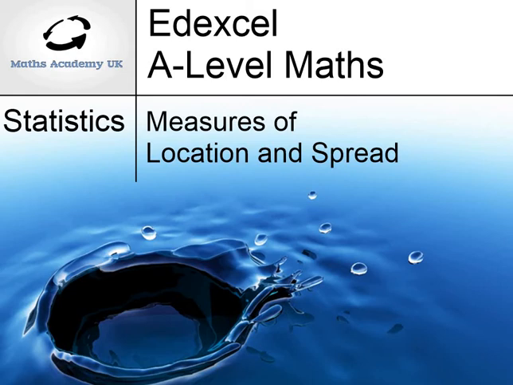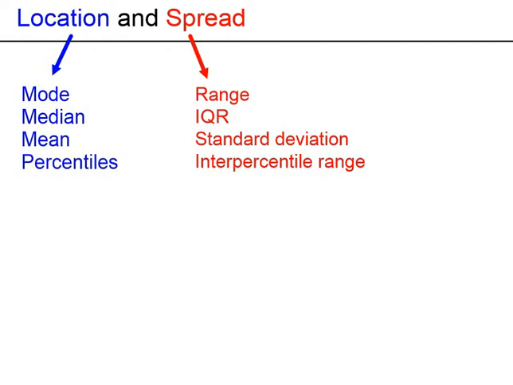Measures of location and spread. So measures of location include the averages, the mode, median and mean, and percentiles. Measures of spread in the data, or dispersion in data, include range, interquartile range, standard deviation and interpercentile range.